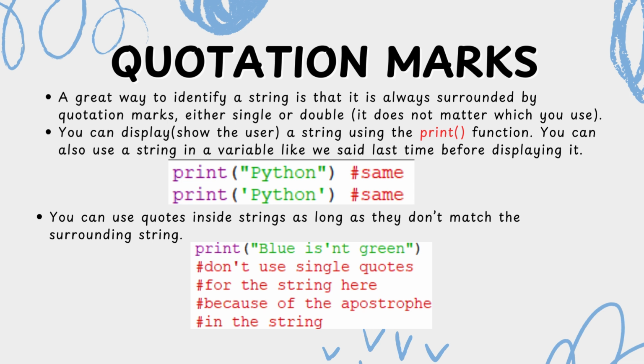Also, you can use quotes inside strings as long as they don't match the surrounding quotes. Now you can have print, "blue isn't green." Obviously, when you put isn't, you use a single quote. But then that single quote must not match the outer double quotes. So that means that you cannot use single quotes for that string.